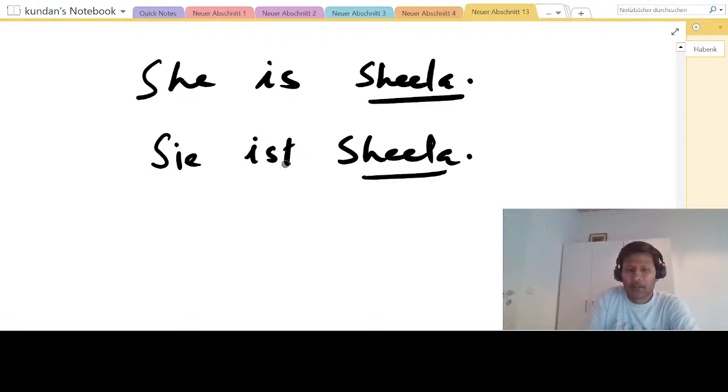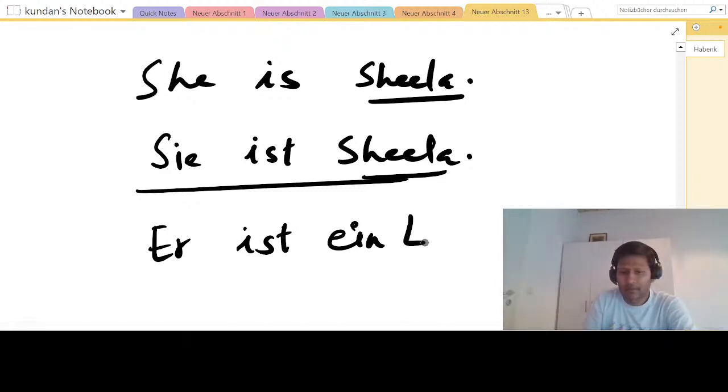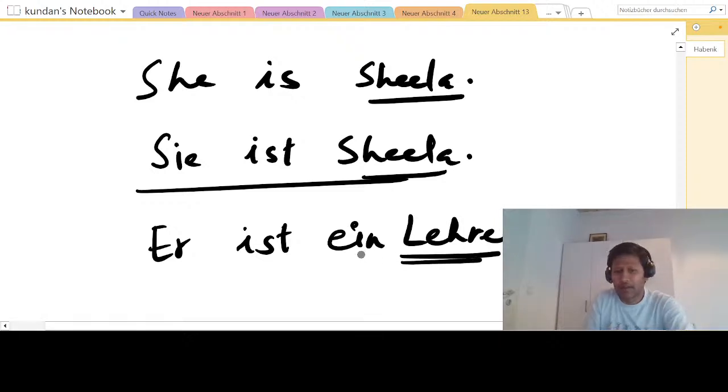All right. So this part is clear. I hope there's no doubt. So "er" is "he is", or I will say he is a teacher. So we'll say "Er ist ein Lehrer." We have seen this part, Lehrer and all that. So, he is a teacher.